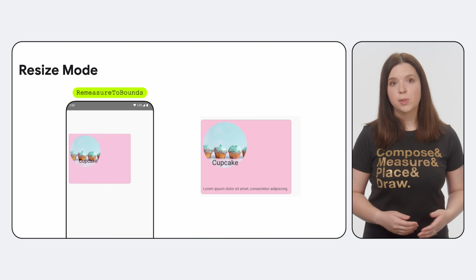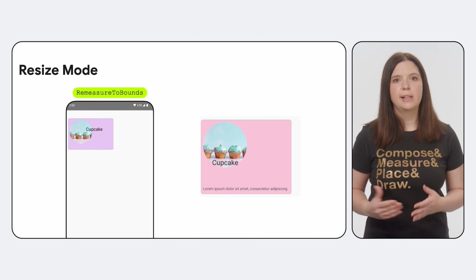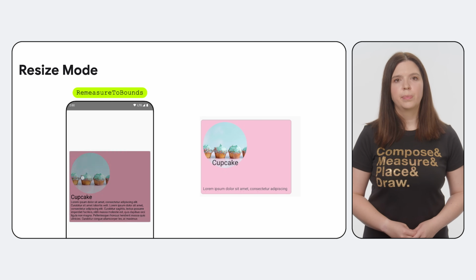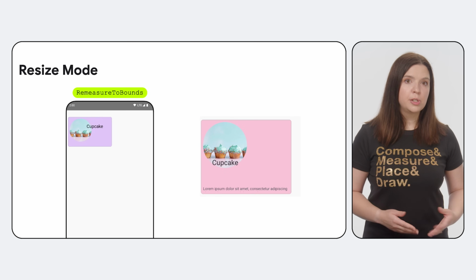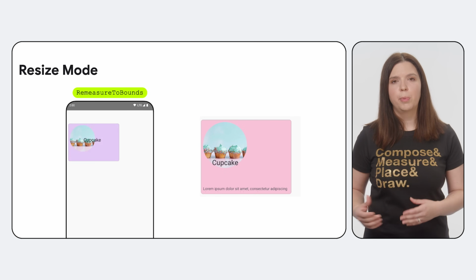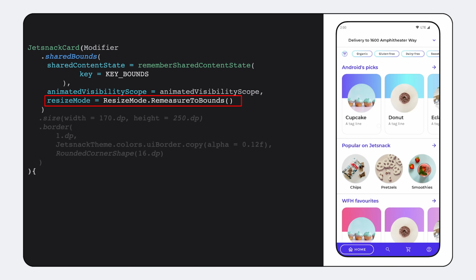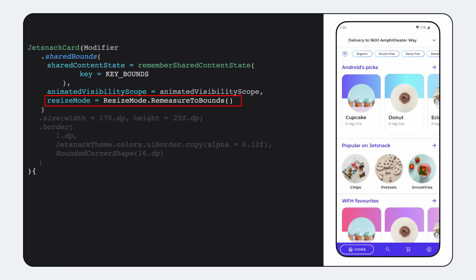Whereas remeasure to bounds will perform a remeasure and relayout and transform the aspect ratio as it grows between the two. Scale to bounds is useful for things such as text, whereas remeasure to bounds is probably what we'd like in this case, as we'd want the card to grow in size proportionally. So now we've set the resize mode on the card to remeasure to bounds, and the animation is looking a little bit more like it.